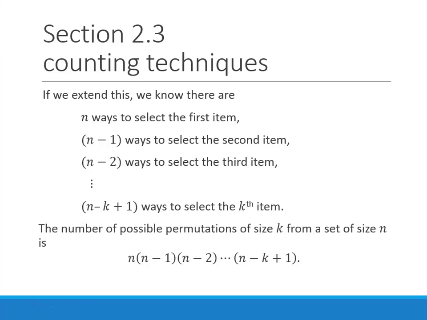More generally, we can extend this if I want to know a generic k. There we did k equals 1 and k equals 2. For any other k, there's a general rule. There are all those different ways to select the first k items, and I multiply all those together to get the total number of possible permutations of size k from a set of size n. So I'll take n times n minus 1, and so on until I get down to n minus k plus 1.